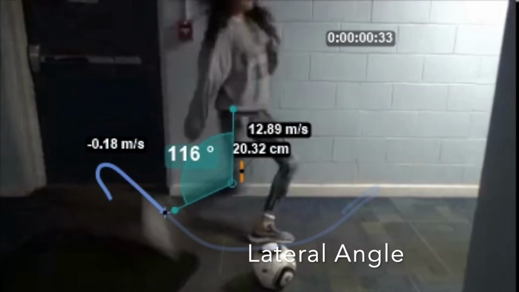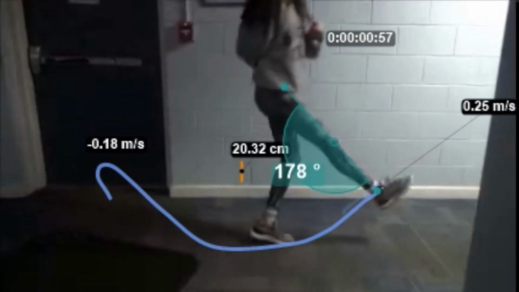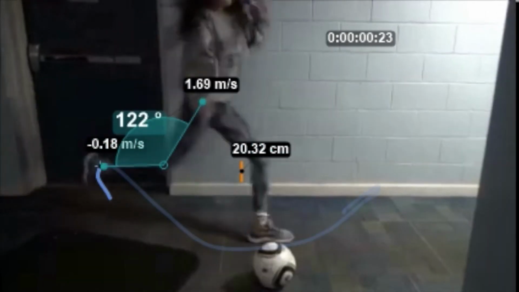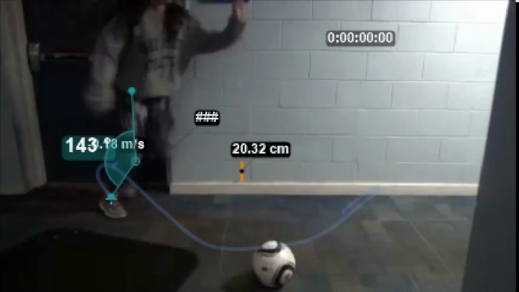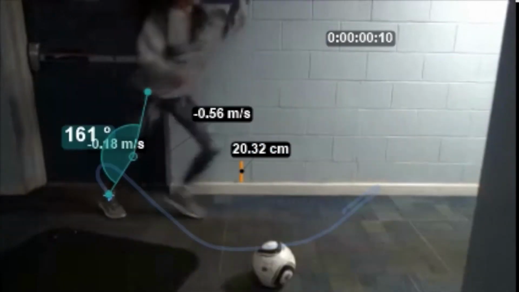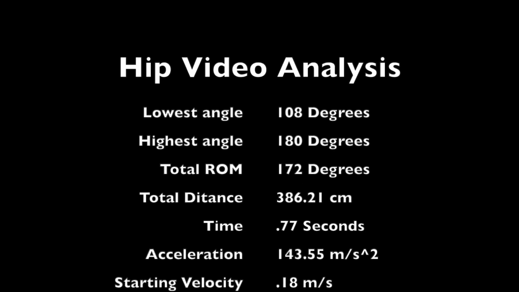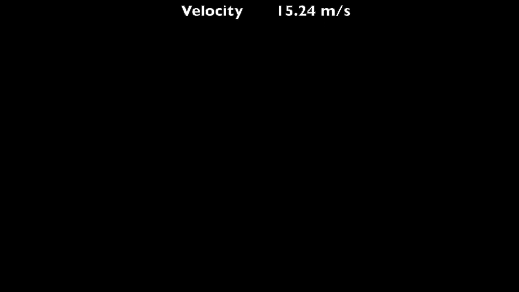Description of joint angles for the hip. Lowest angle is 108 degrees. Highest angle is 180 degrees. Total range of motion is 172 degrees. The speed is 15.87 meters per second. Total distance is 386.21 centimeters. Time is 0.77 seconds. Acceleration is 143.55 meters per second squared. And then starting velocity is 0.18 meters per second. And then velocity is 15.24 meters per second.